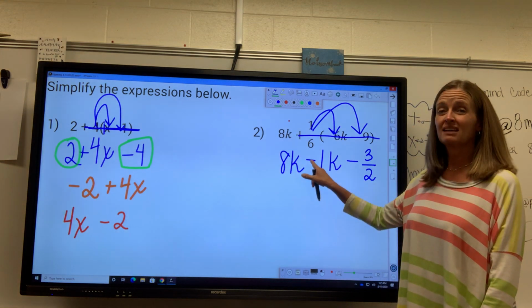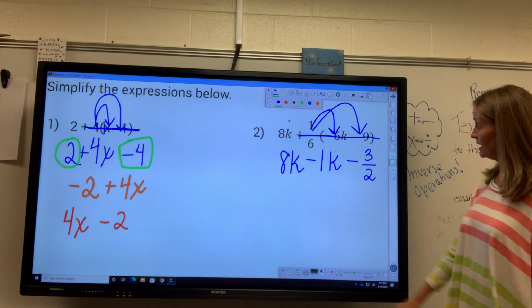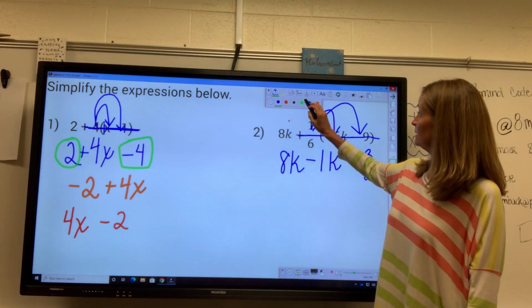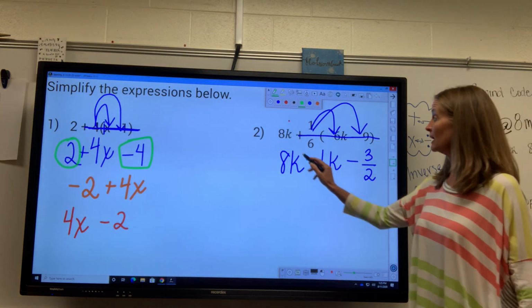Now that already has a minus sign. That's hallelujah. That means you don't have to put a plus sign. You're good. All right, but you're not done yet because you've got some like terms in here that you need to put together.